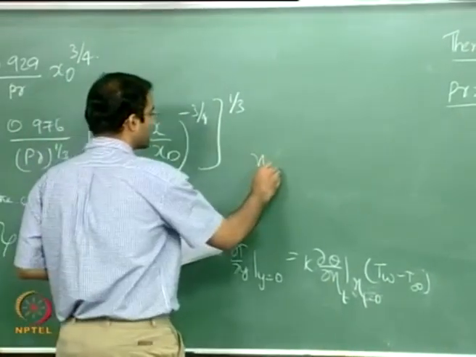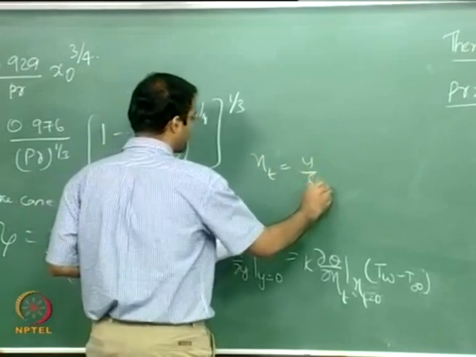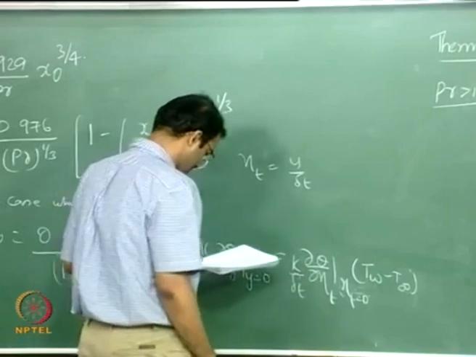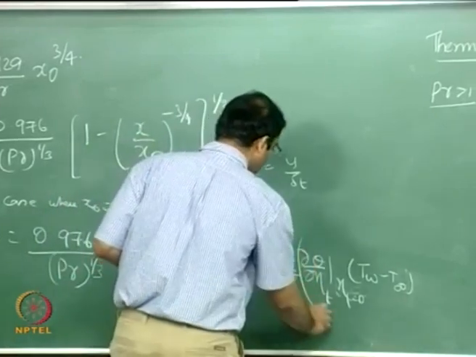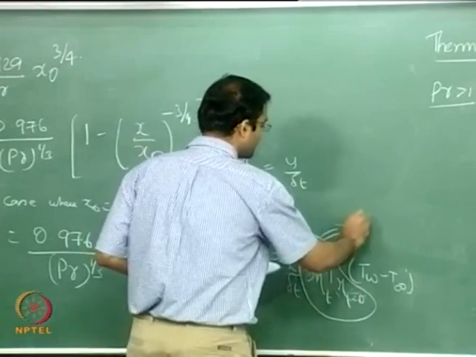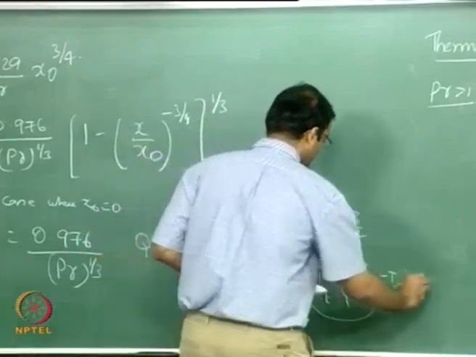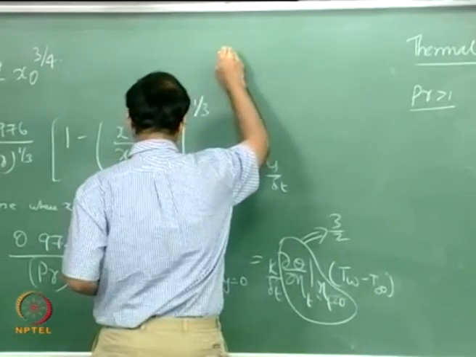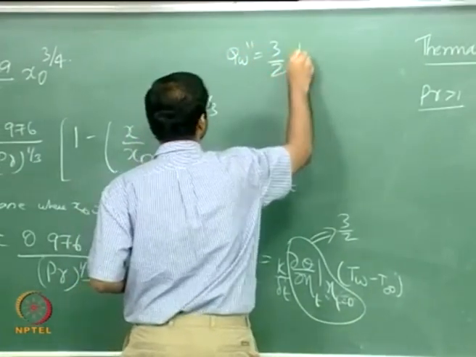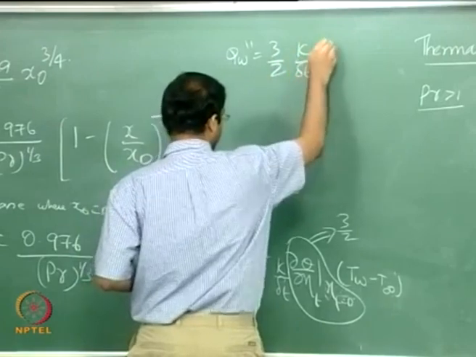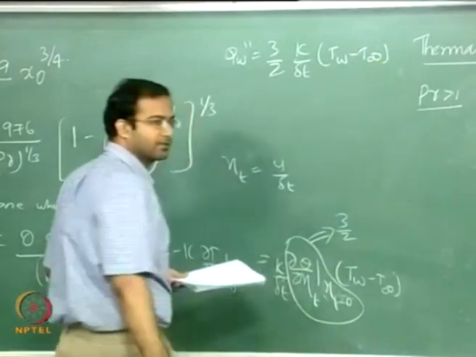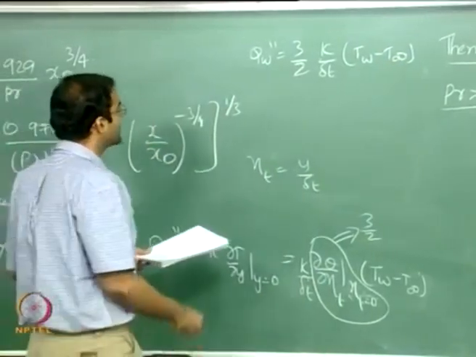Your eta t is equal to y by delta t, so 1 by delta t. So that will be 1 by delta t in the denominator here. And d theta by d eta t at eta t equal to 0 is nothing but 3 by 2. Therefore this can be written as q wall double prime as 3 by 2 k by delta t into T wall minus T infinity.